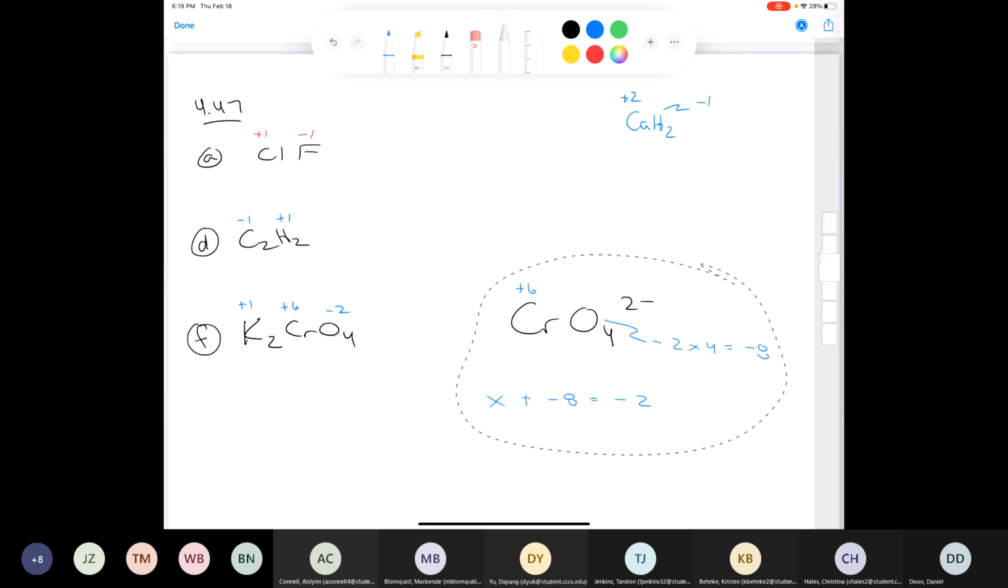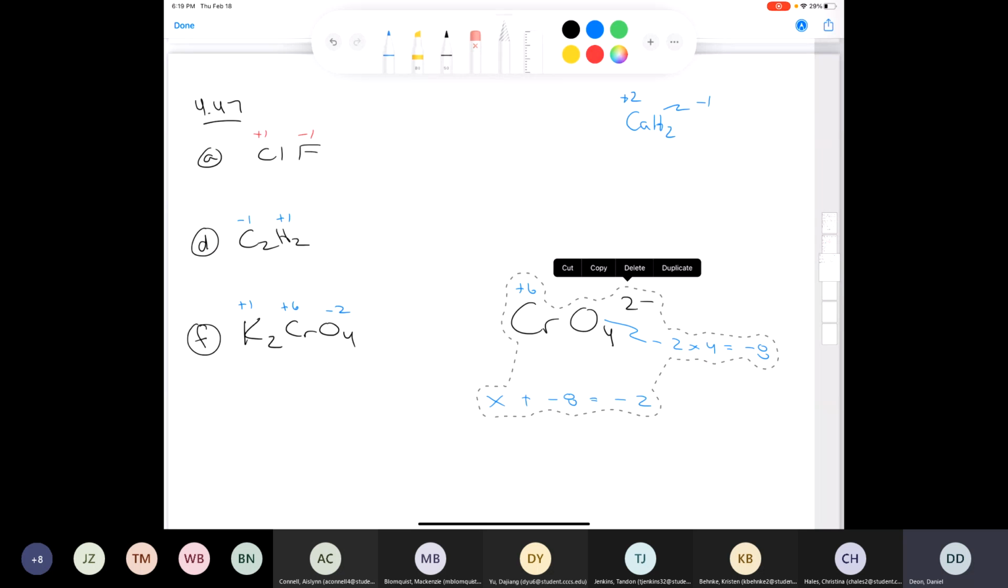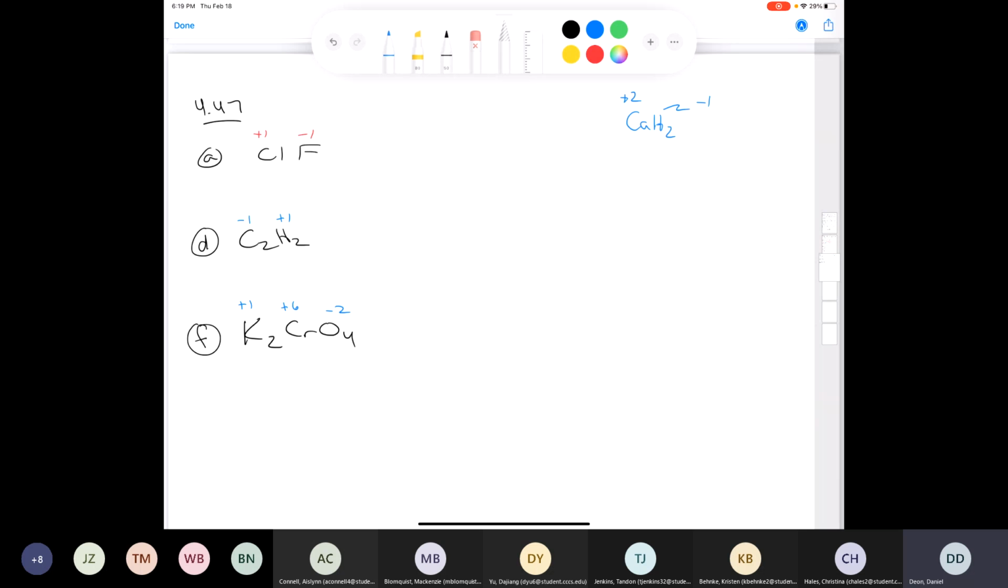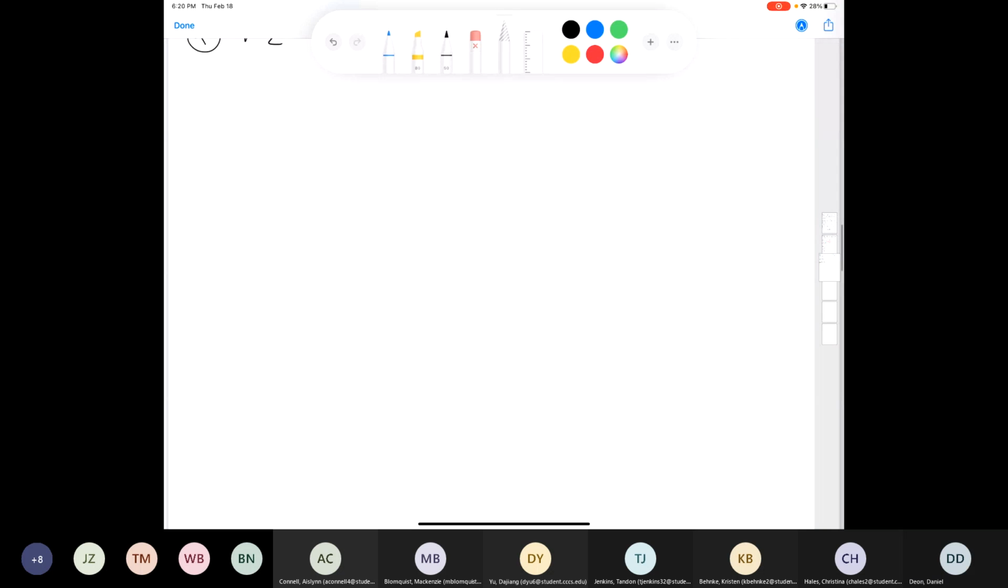Let's see here. Oops. There we go. And let's move on to something a little different. Let's try question 4.64. So if you go to the book and you look up question 4.64, it says describe how you would prepare 250 milliliters of a 0.707 molar sodium nitrate solution.